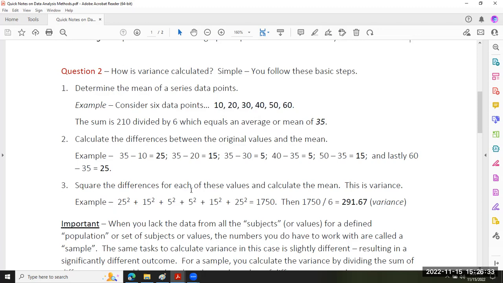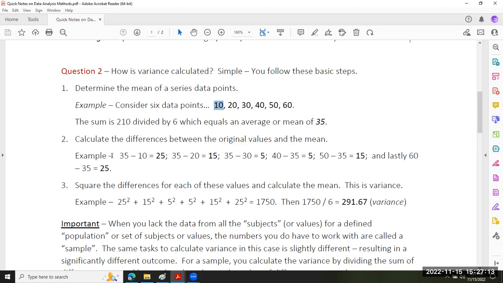Get the average. Second step, calculate the difference between the original values and the average. So what is variance? It's how much a given value varies with respect to the average value, right? So a specific value, how different is it from the average value? That's what we're doing when we're calculating variance.